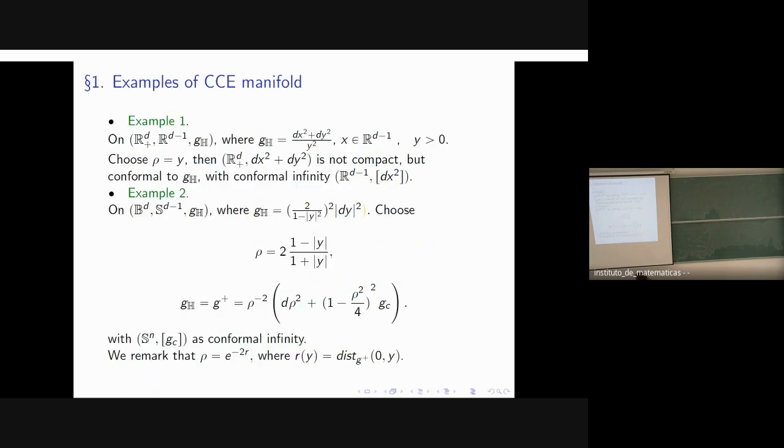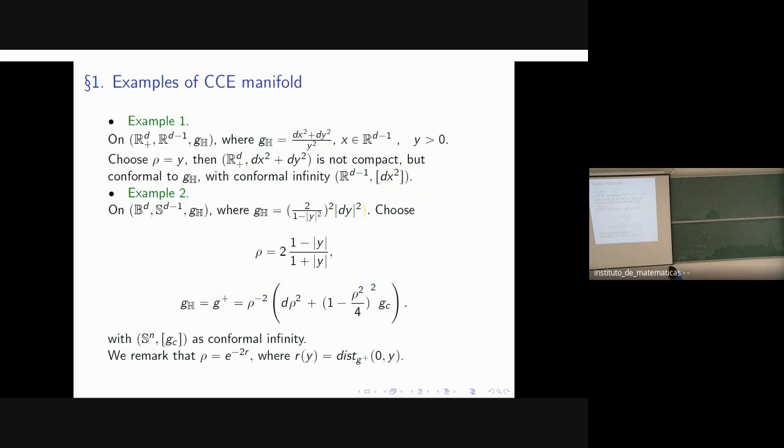And now let me record a typical example we are looking at. The first example is the hyperbolic space, the upper half space, R^d plus. Unfortunately, I use a different notation in range. My x is in R^d, and my y is this vertical direction. It's the wrong choice. Okay. I'm sorry. y is the vertical direction.